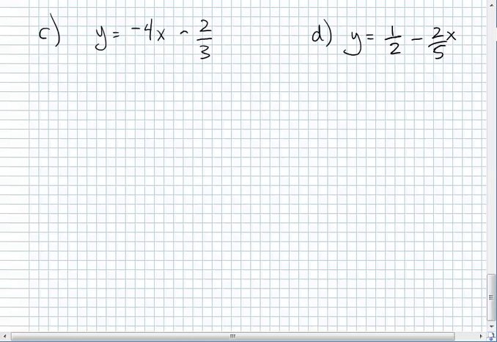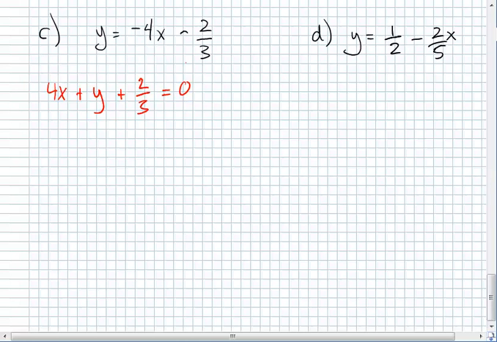So I'm just going to rewrite this with everything on the left. So I'm going to add 4x to both sides, and then I have my y that's there, and then add 2 over 3 to both sides, and this all equals 0 now. Okay, now x is positive, everything's over on the one side.